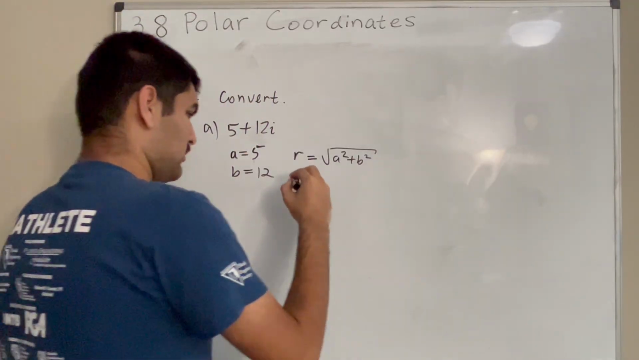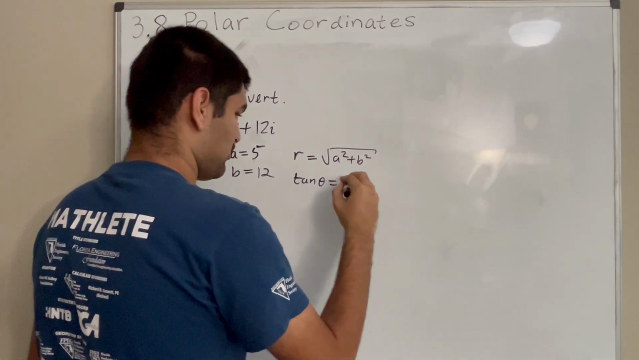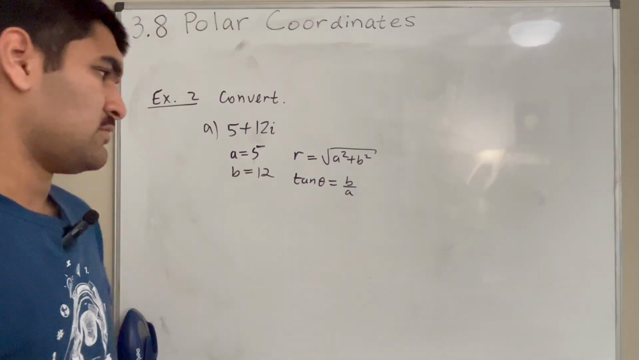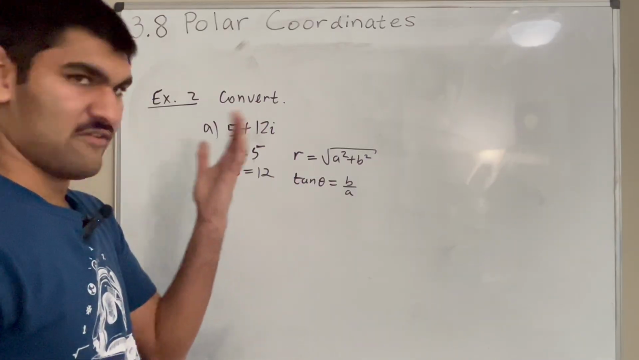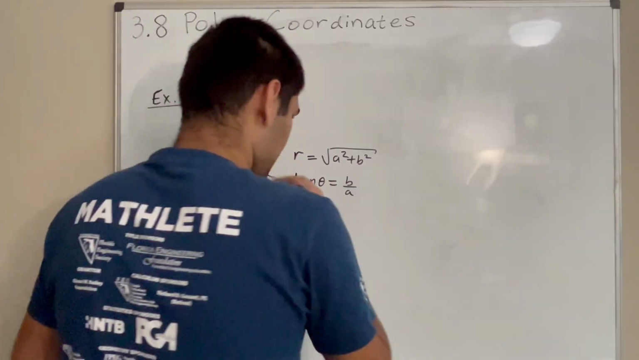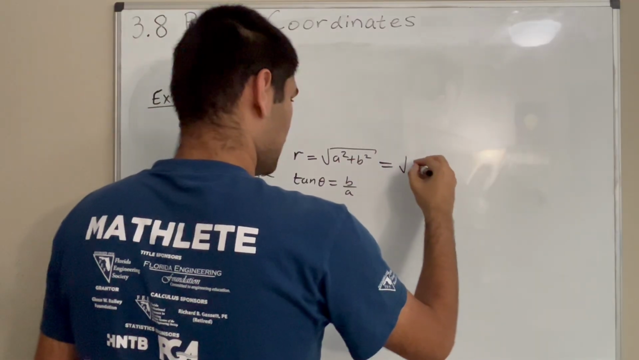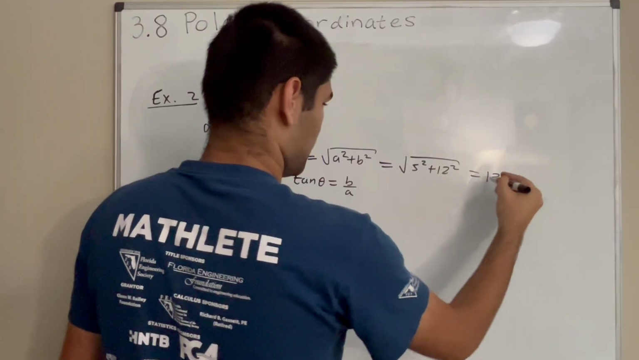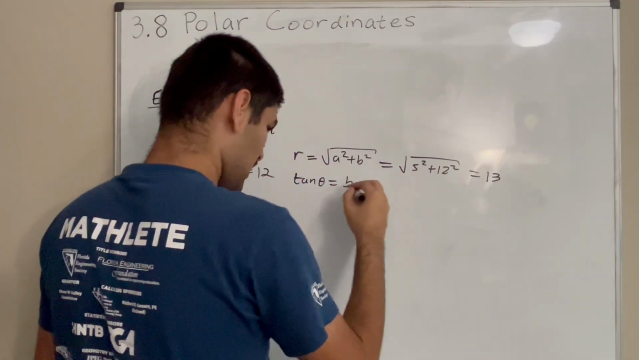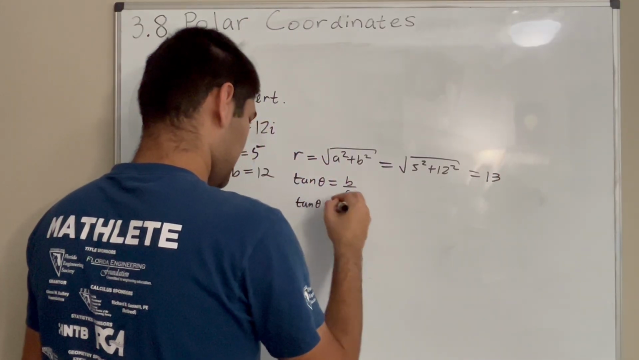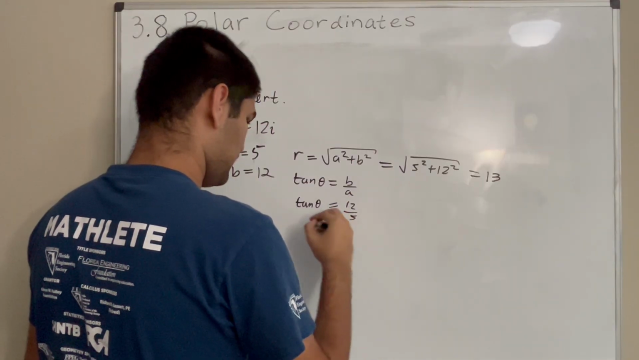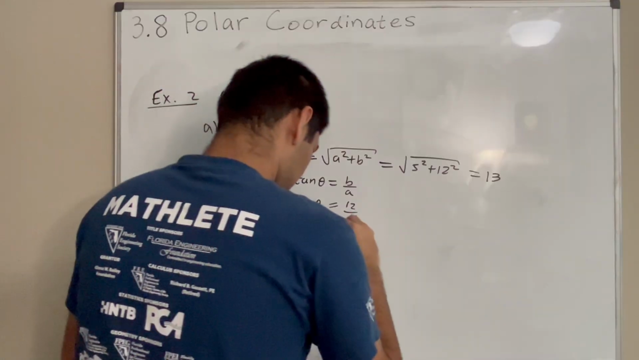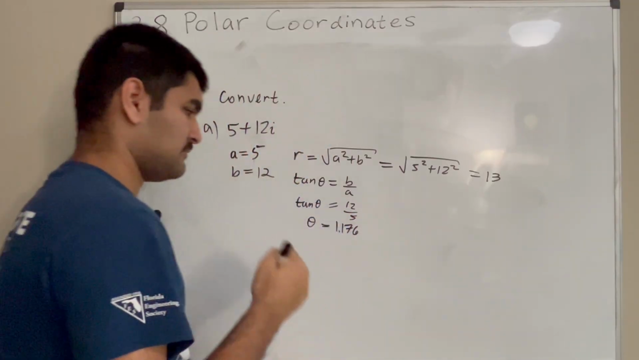And then as we will see, tangent of theta is equal to b over a. Again, that just comes from tangent equals opposite over adjacent, so this can be derived graphically. But substituting in, we get the square root of 5 squared plus 12 squared, which is equal to 13. And then here, we get tangent theta is equal to 12 over 5. So then solving for theta, we get 1.176 radians.